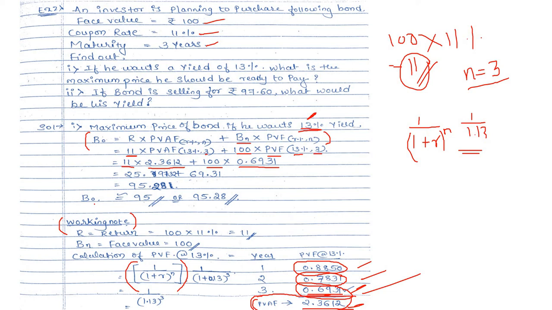So V naught is equal to 95. You can round off to 95 or you can write it as it is, 95.28. So then we can say the maximum price of the bond should be 95.28, if he wants 13% yield. So this is how we have to calculate.